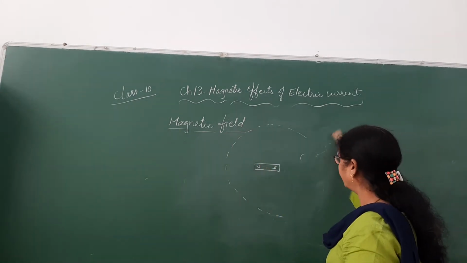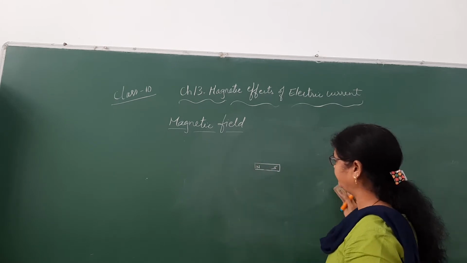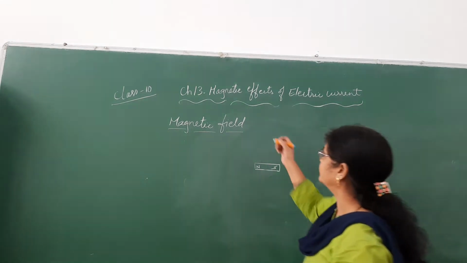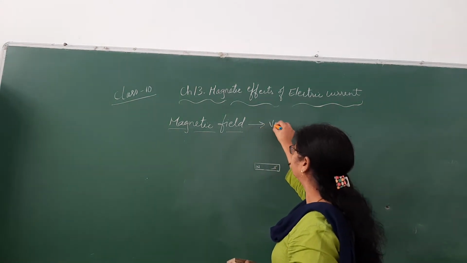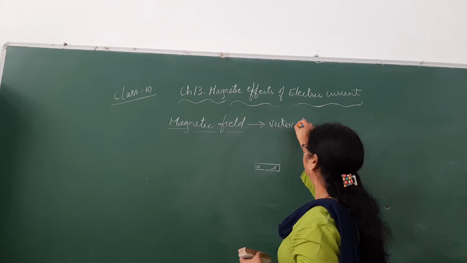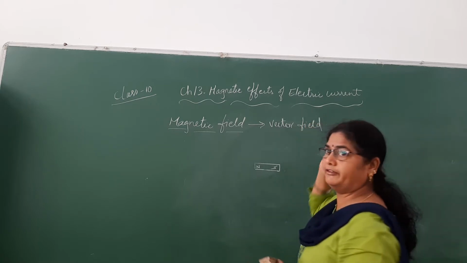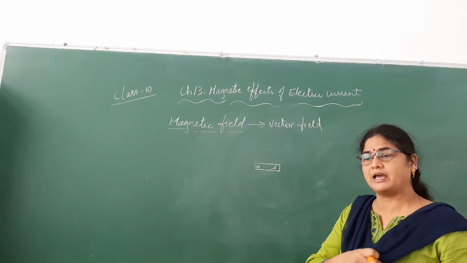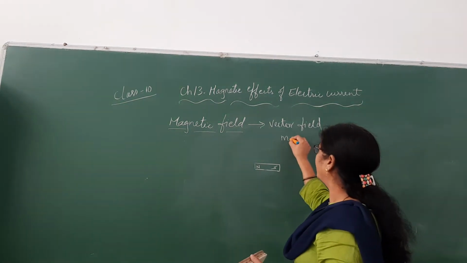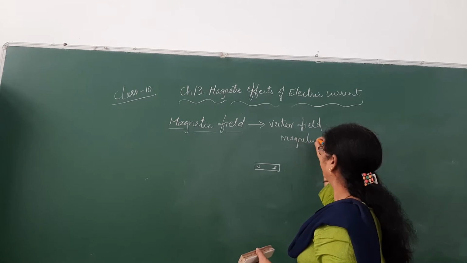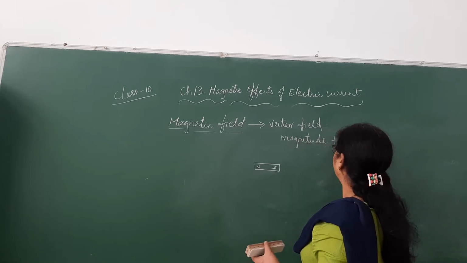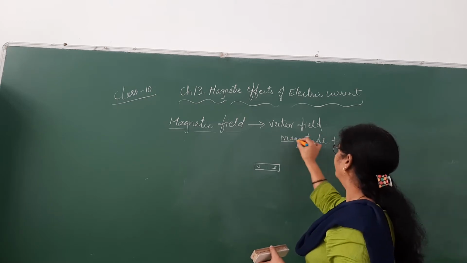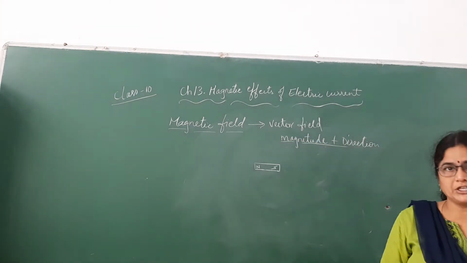Like the electric field, which we learned in the previous lesson, which is a vector field, this magnetic field is also a vector field. What do you mean by vector field? A vector field is the field which has magnitude as well as direction. So this magnetic field has magnitude as well as direction.